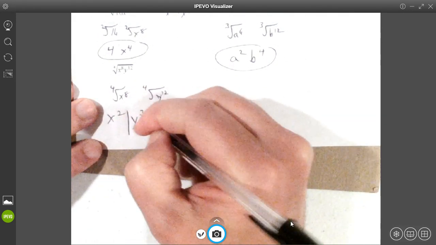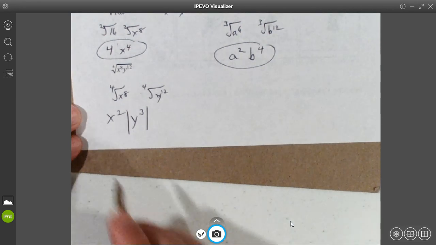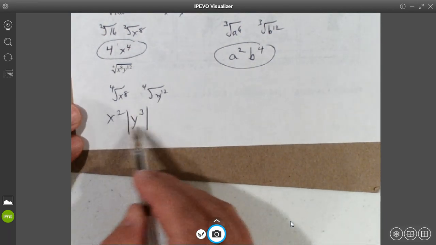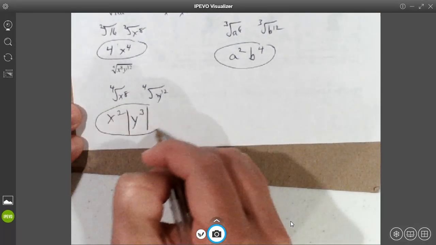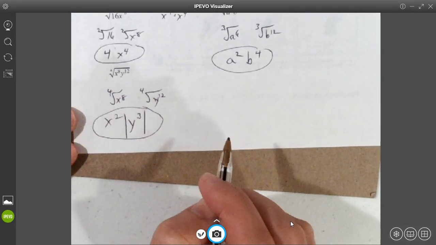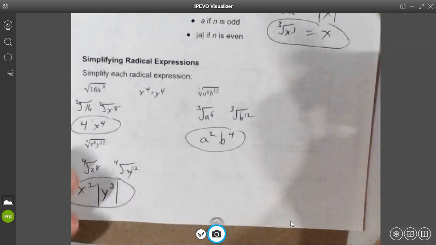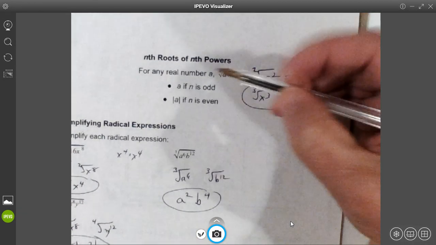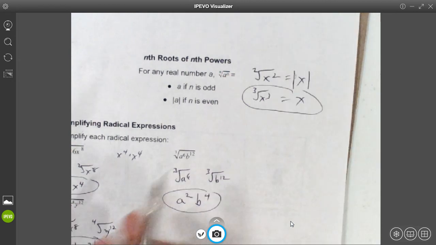Now there, I do need those absolute value symbols, because y cubed, depending on what y is, could be positive or negative. But this answer, I always want it to be positive. So just notice here when those absolute value symbols come into play. They come into play if you are talking about an even index.